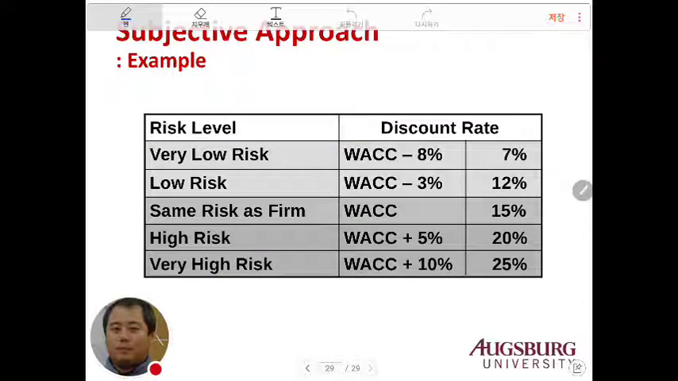So this is one case. They categorize the risk level into 5, very low to very high. Then there are some margins here, right? And this is the new discount rate. So this is the subjective approach. So this is the end of chapter 12.